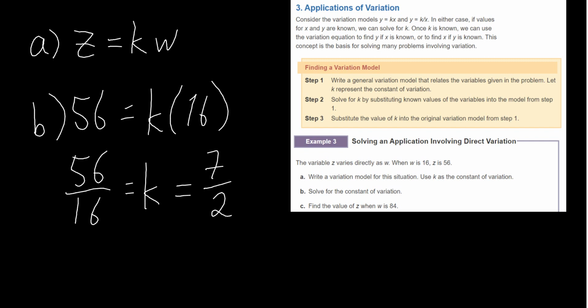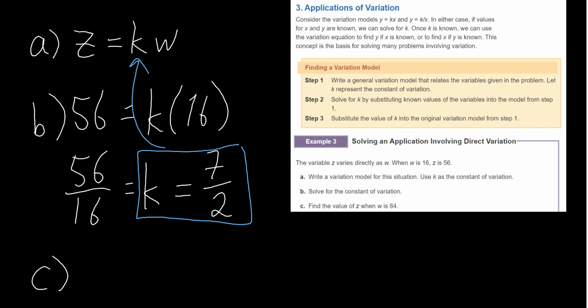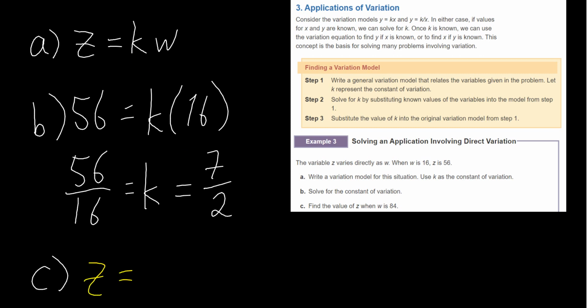And then lastly, we are told to find the value of Z when W is 84. All right, so we figured out what k was. So basically what we're doing now is plugging k into our variation model here. So now our model becomes Z is equal to 7 halves, because that's what k is, times W.